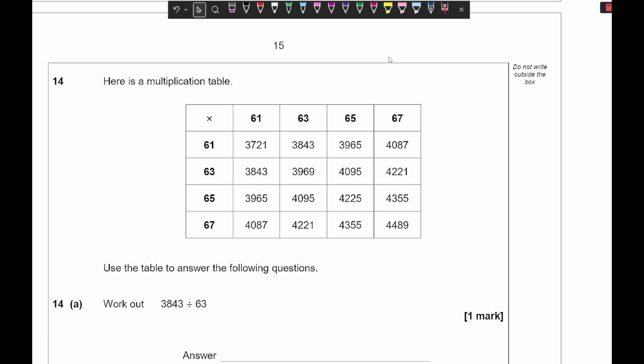3,843 divided by 63 is. So what I'm looking for is what number multiplies by 63 to give me 3,043. So looking at the 63 column, I can see that it's here, which then leads to 61. So the answer then is going to be 61.